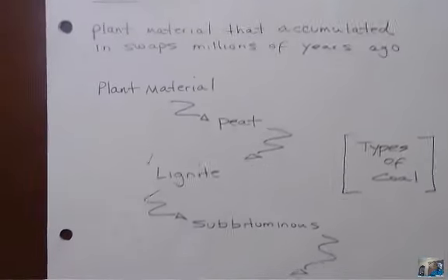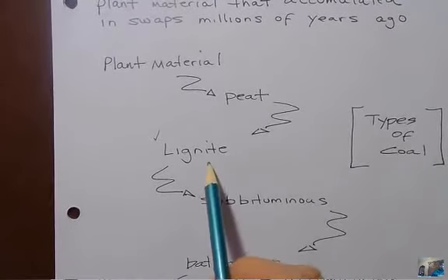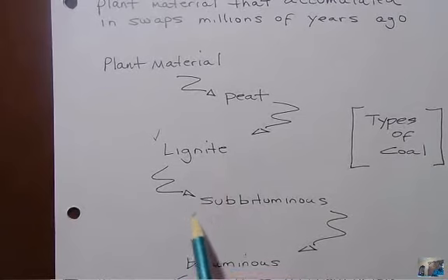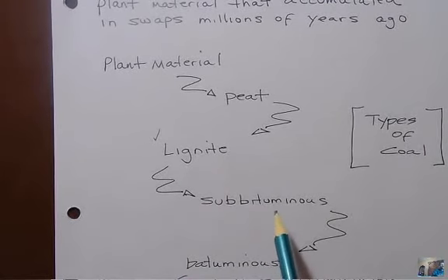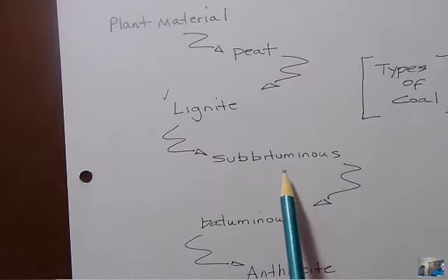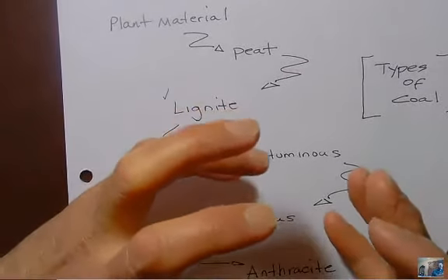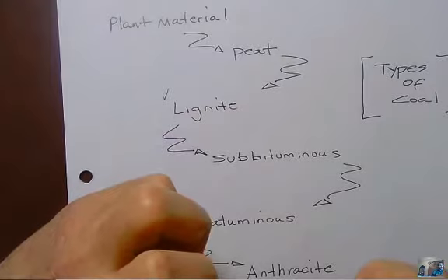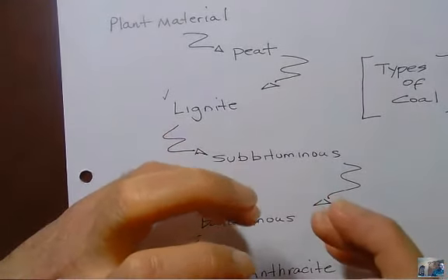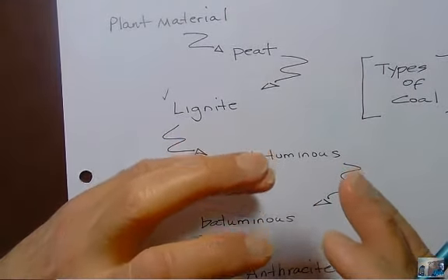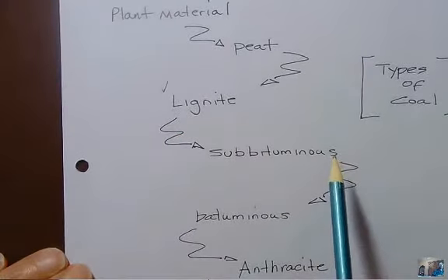Okay. All right, next kind. If you don't collect it at that point and it stays under the earth, more heat, pressure, more millions of years, it becomes subbituminous coal. What's happening to it? It's getting harder, more compact, less water content, more carbon content.